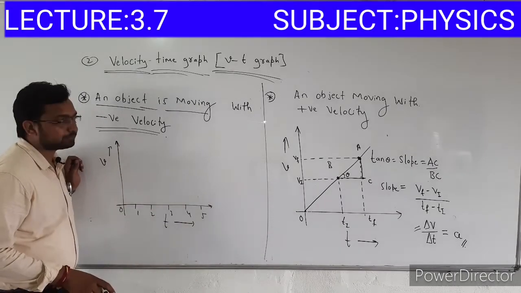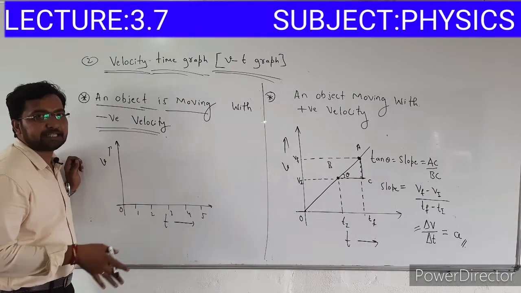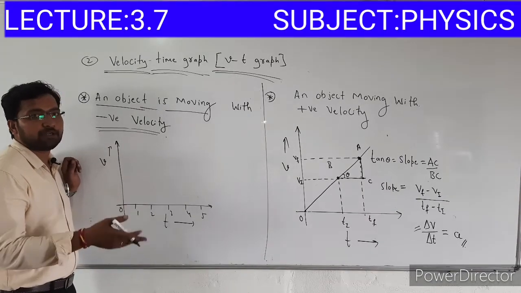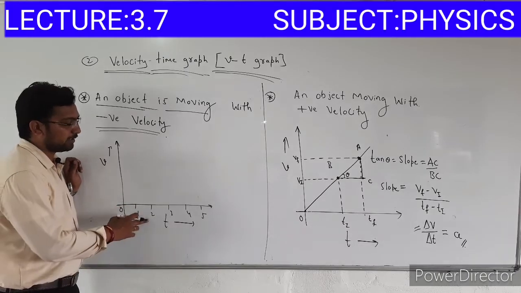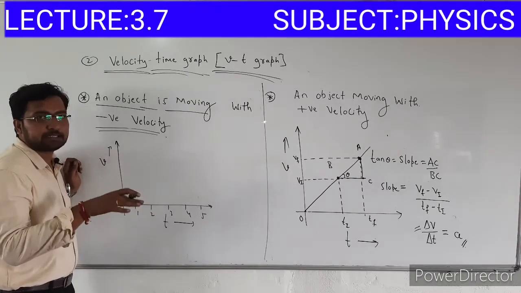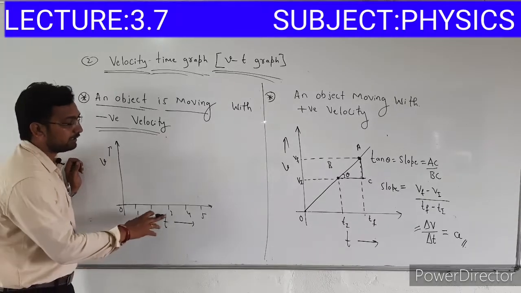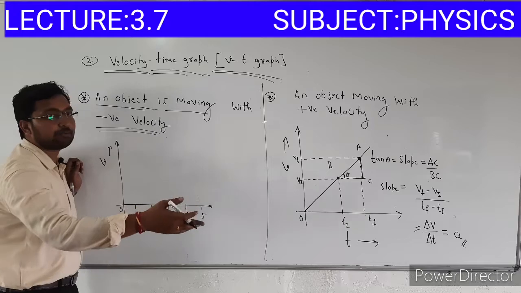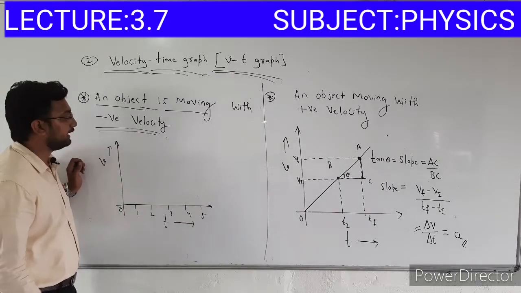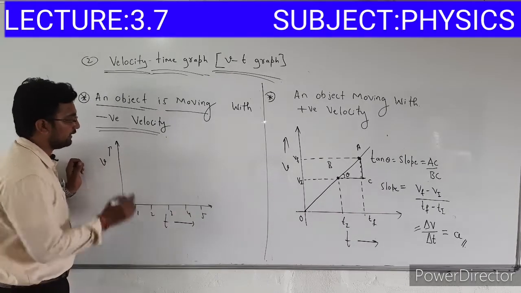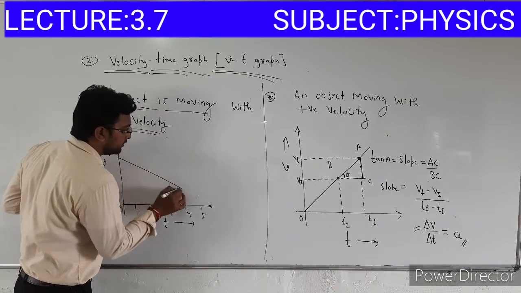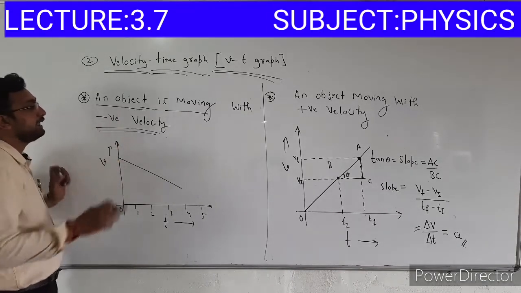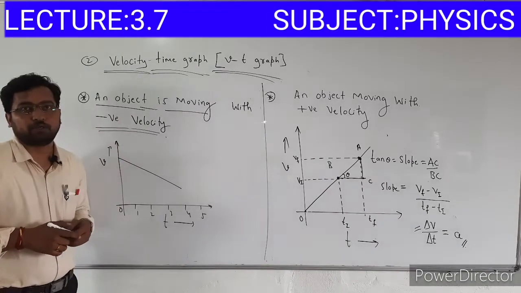For example, a body is initially moving with a velocity of 50 meter per second. After 2 seconds its velocity decreases to 40 meter per second. After 3 seconds its velocity decreases again. At 4 seconds its velocity becomes 10 meter per second. In that case it is a negative velocity. If you draw the graph, it is like this. So this is a graph for an object moving with a negative velocity.